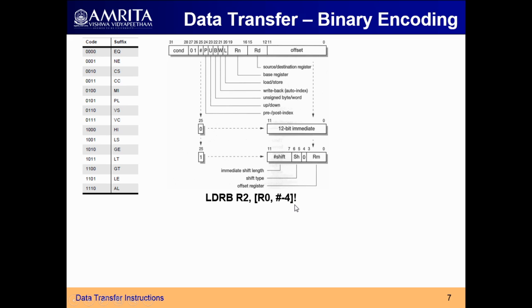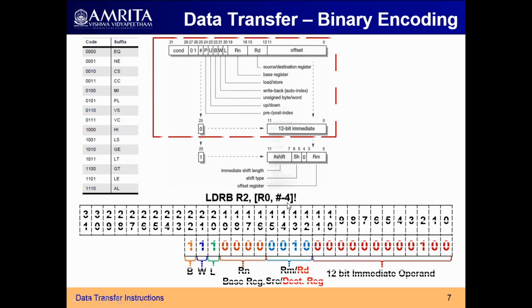So here what is the difference between this and the previous LDRB? I have added one minus sign here. That means you will be subtracting the offset from the base address. So base address minus 4 will be performed here. So the binary encoding will be the same from bit number 0 to 22.